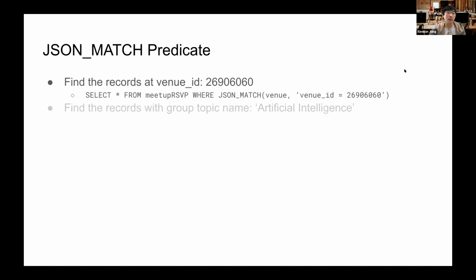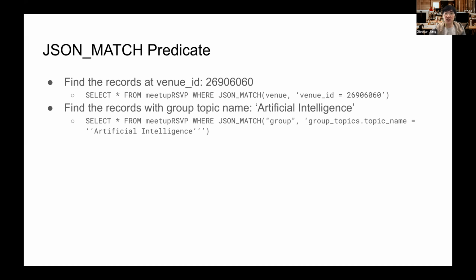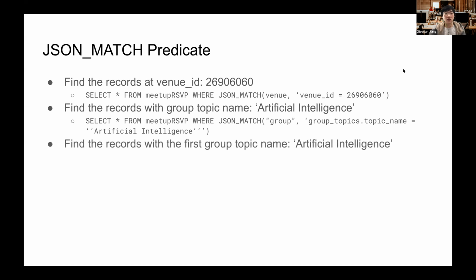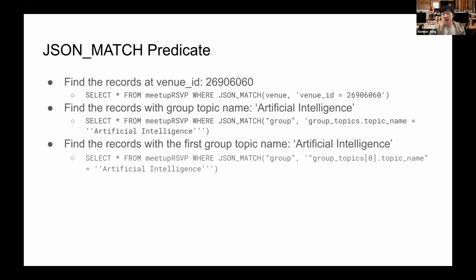It's very straightforward. Also, for example, I want to know the records with group topic name AI. This is something we cannot do with the JSON extract scalar, but with JSON match it's very simple. You just say, I want to know all the group topics with topic name AI. Third, I want to know the records with the first group topic name AI. Again, it's very similar to JSON extract, where you can put an array index inside the search expression.